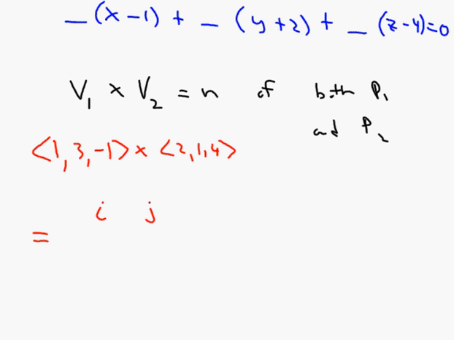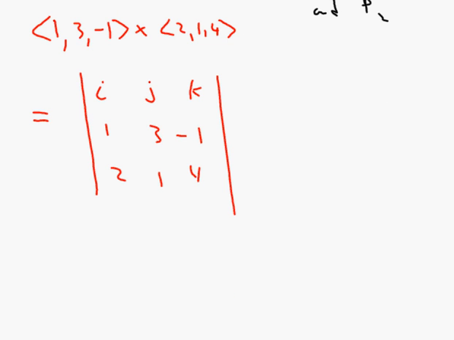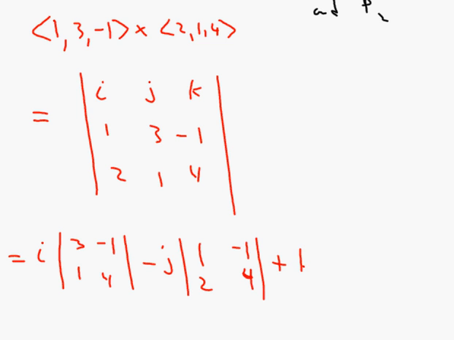All right, so let's go do some simple math. At this point, after all this difficult thinking, I would love to do a cross product. Nice mechanical stuff. Here we go. So it's going to be i times the determinant of 3, negative 1, 1, 4, minus j times its minor, 1, 2, negative 1, 4, plus k times its minor, which is going to be 1, 3, 2, 1.